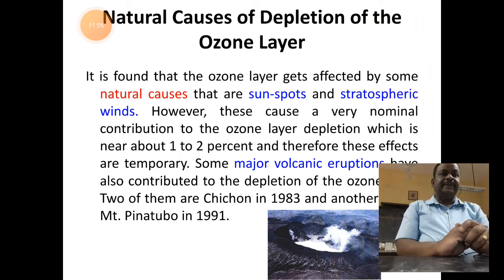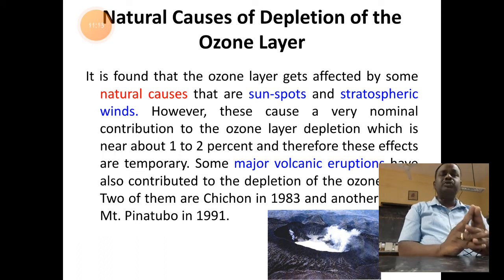Well, students, the researchers have found that there are two types of causative factors that cause ozone layer depletion. It includes, number one, natural causative factors such as sunspots, stratospheric winds, and volcanic eruptions.